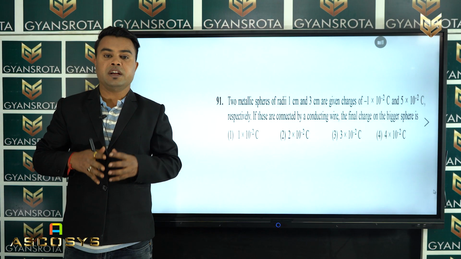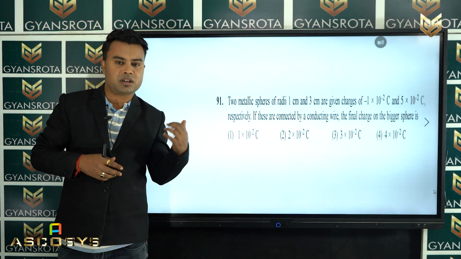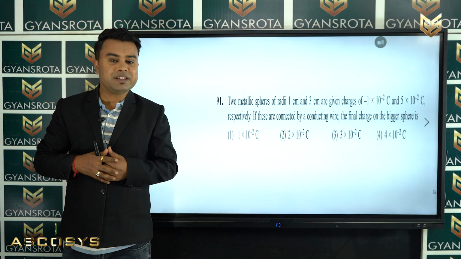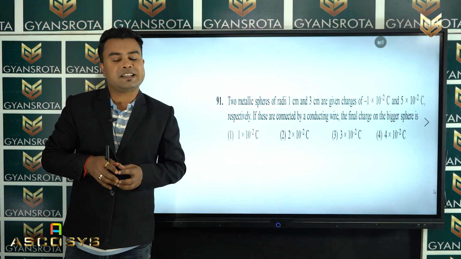Today we are going to solve the NEET question paper. So let us start. It starts with 91 because from 1 to 90 it was biology, and now we are starting with physics. So this is a 2012 question paper. Let us see one by one.